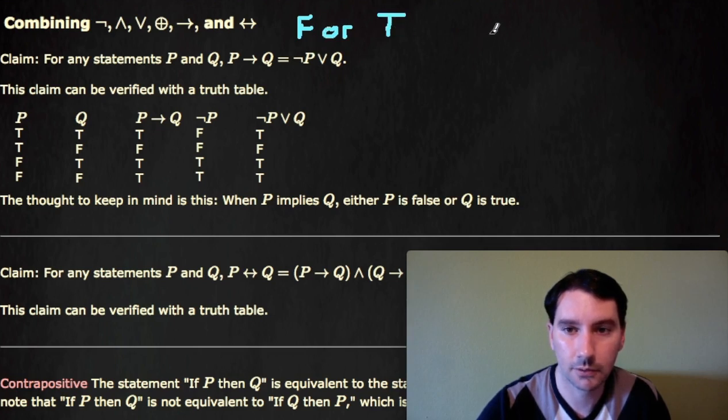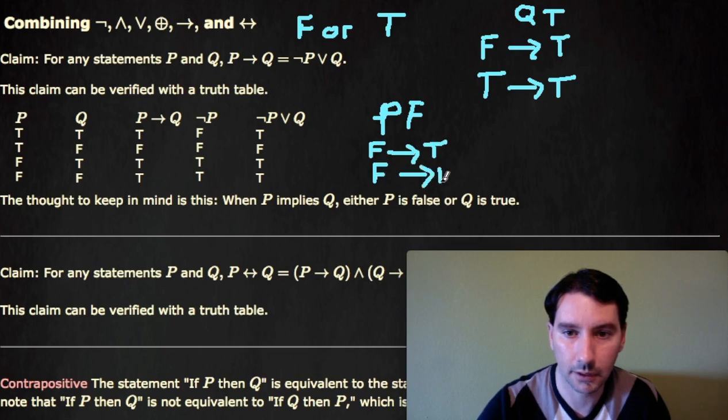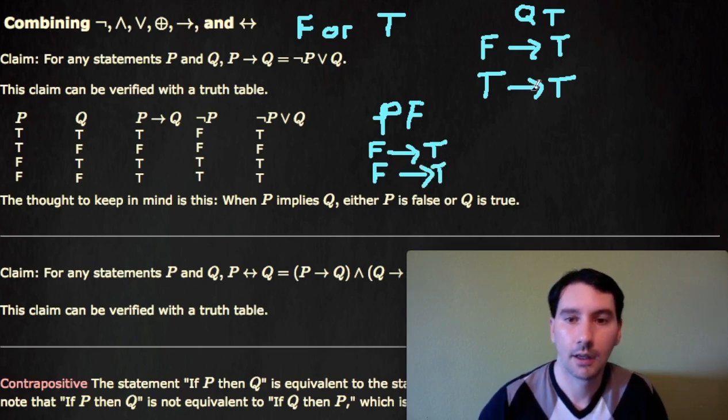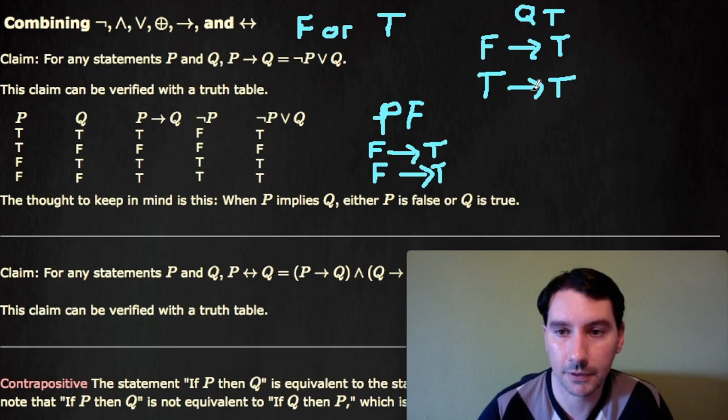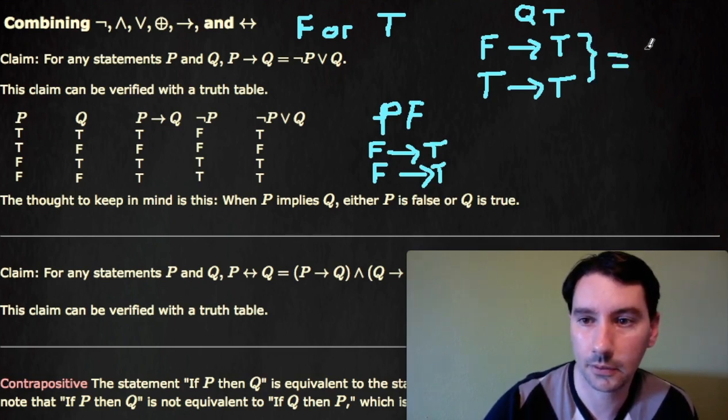So if Q is true, then false implies true, and true implies true. That's all true. So this is if Q is true. If P is false, then we're saying false implies true, or false implies false. I noticed that the statement true implies false is left out. So these are all true statements. So these both equal true, and these both equal true.